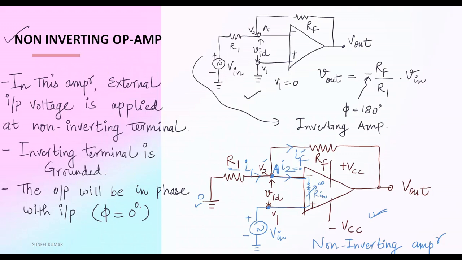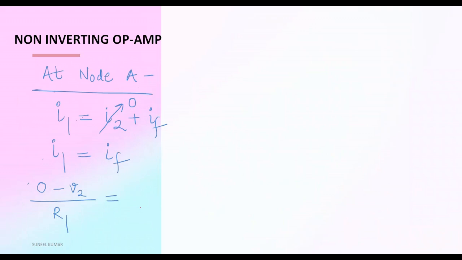This IF current will be this voltage V2 minus the voltage at the output terminal, because the RF resistance is connected between the inverting terminal and the output terminal. So that voltage difference will be V2 minus V output divided by RF. So let's say this equation is 1.